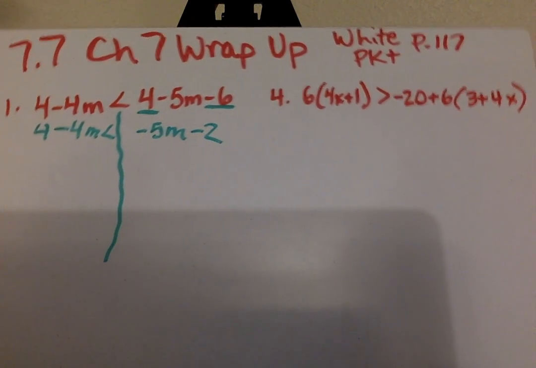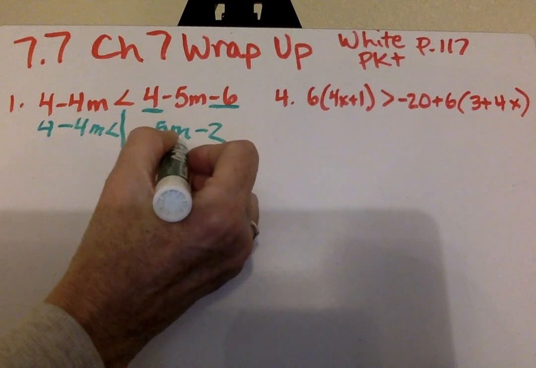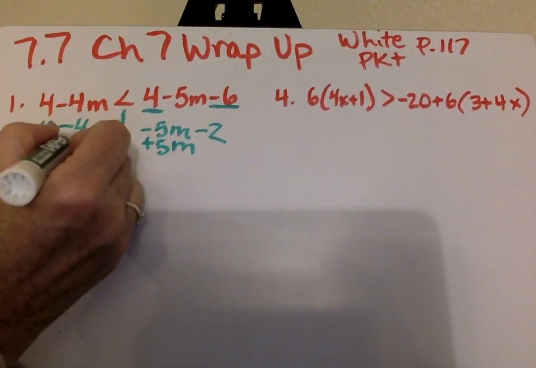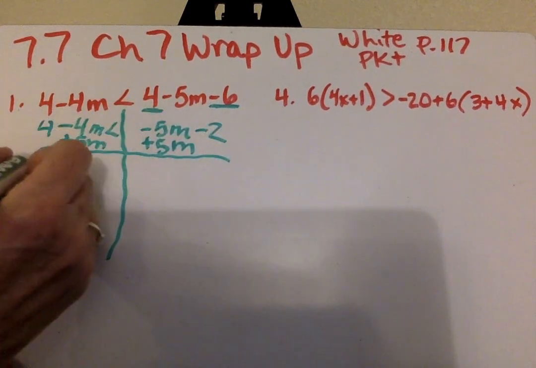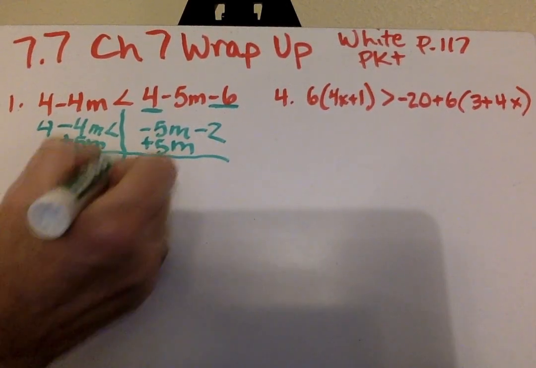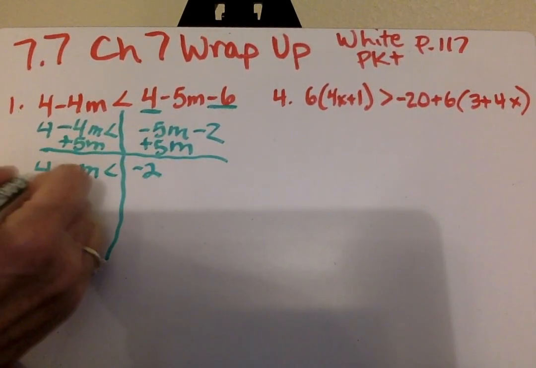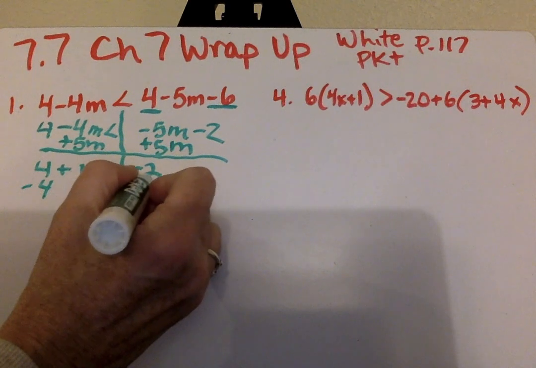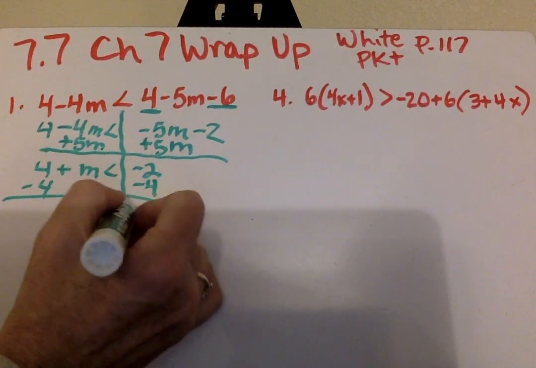Then we're going to get the m's on the same side. Add the variables, add 5m. This is going to be really nice because it'll make it a positive m over here. So 4 plus 1m is less than -2. Then we subtract 4. Subtract 4. M is less than -6.